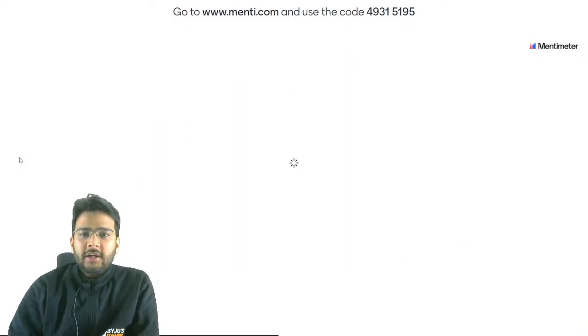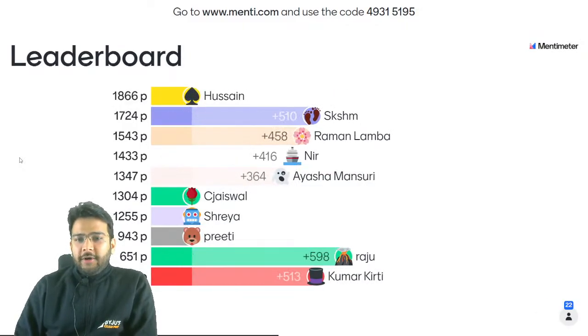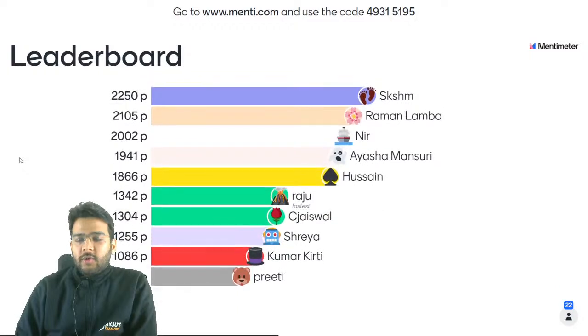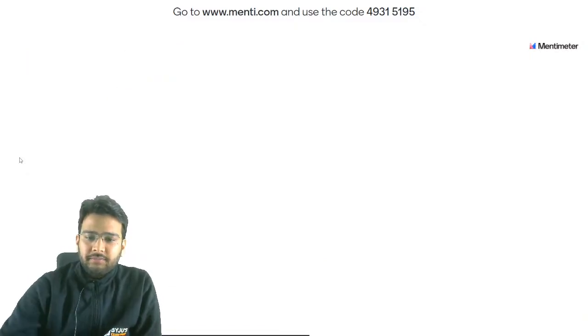So let's see the leaderboard now. If we talk about the leaderboard here, let's see who is the fastest and who is on the top. Okay, so Saksham is back on the top of the leaderboard, and then we have Raman. Very good. There's a tough competition going on between the top 3, top 4 students. And Raju is the fastest one who has answered this question correctly. Let's move on to the next question.